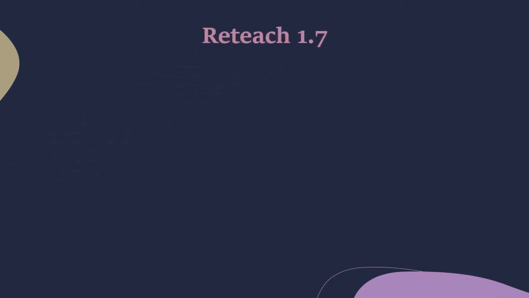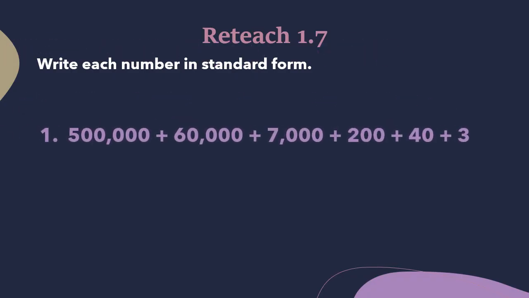So the problems come from Reteach 1.7 and the first three problems have the direction to write each number in standard form. So let's take a look at number 1. Number 1 is 500,000 plus 60,000 plus 7,000 plus 200 plus 40 plus 3. That's the expanded form, that stretched out form, and you have to write that number in standard form.